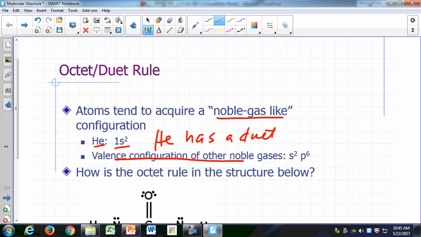Now the other noble gases, if you remember, have a valence configuration of s2p6. So in the outermost shell, the valence shell of these noble gases, you have a total of 8 electrons: 2 in the s subshell and 6 in the p subshell, so 2 plus 6 is 8. So octet stands for 8, duet stands for 2. The octet-duet rule refers to the tendency of atoms to acquire a noble gas-like configuration, and we can use that as a guide for coming up with a reasonable Lewis structure for a molecule.